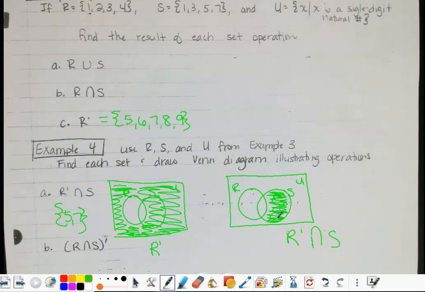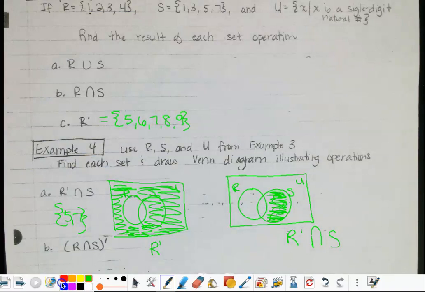Otherwise, all of S or not including 5 and 7? 5 and 7 is included with R, so you wouldn't shade that in since that's part of R. Well, so all of them are part of R. That's why we shaded it. R is not part of 5 and 7, right? Oh, like 5 and 7 is part of S. I'm meaning R complement.